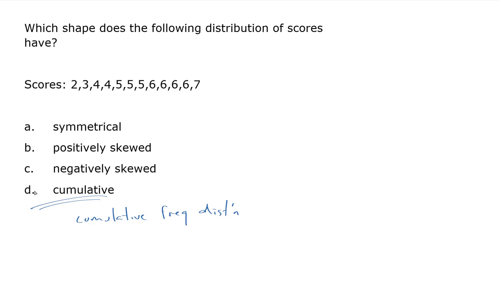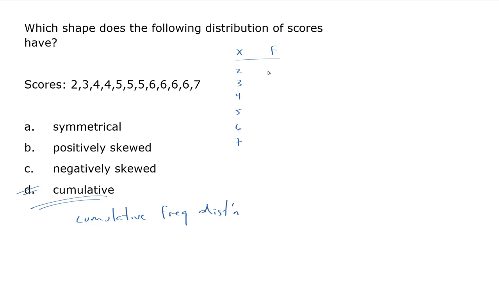So I'm going to eliminate this and try and identify whether or not this is symmetrical, positively skewed, or negatively skewed. And the easiest way to do that would be to graph it. I'll start off by just creating a frequency distribution. So my scores start at 2, 3, 4, 5, 6, 7. I went from 2 all the way up to 7. I guess I do have every kind of score in here.